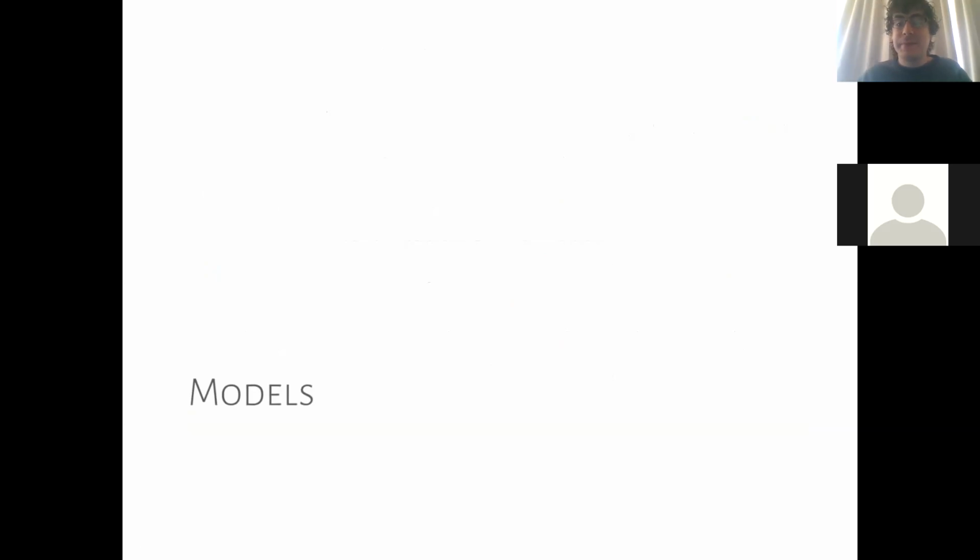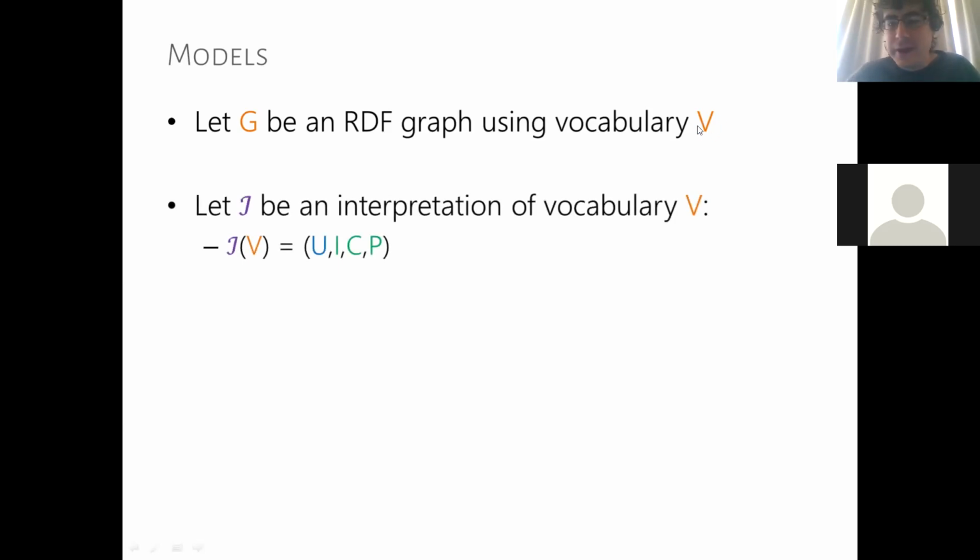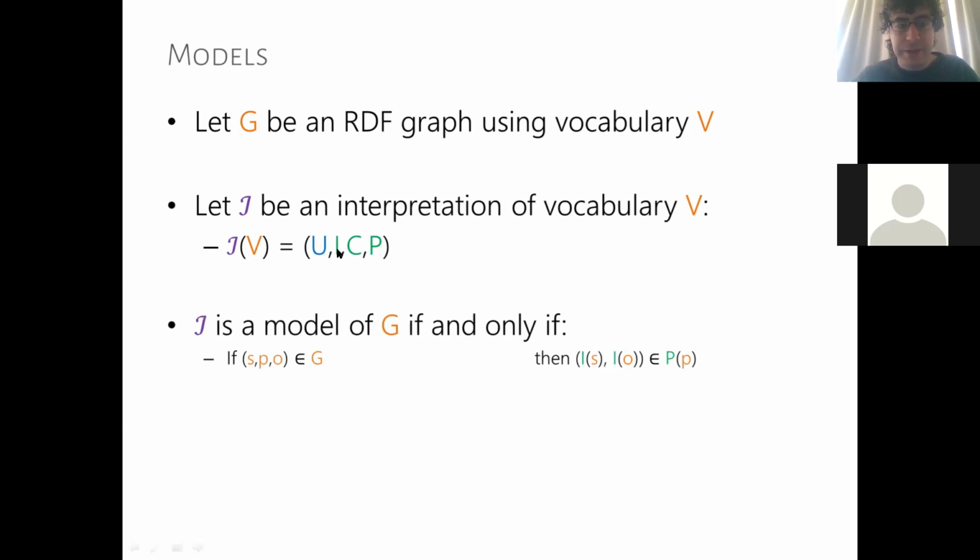So models. How do we define what is a model? We will assume that our RDF graph uses the vocabulary V. So we'll just assume that all the triples use some term from the set V. So we have an RDF graph, and it uses all of the IRIs that we have in V, or it uses a subset of the IRIs we have in the vocabulary. We have an interpretation as well of that vocabulary, as we previously defined. It maps vocabulary terms that are individuals to elements of the set U. It interprets classes as subsets of U, and properties as sets of pairs from U.